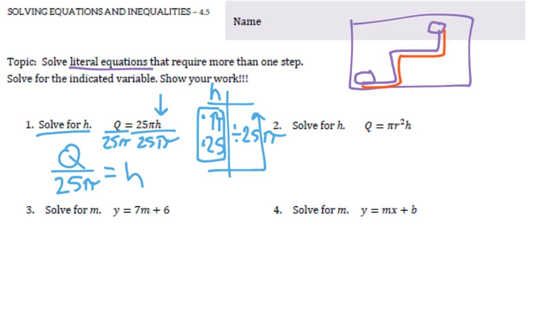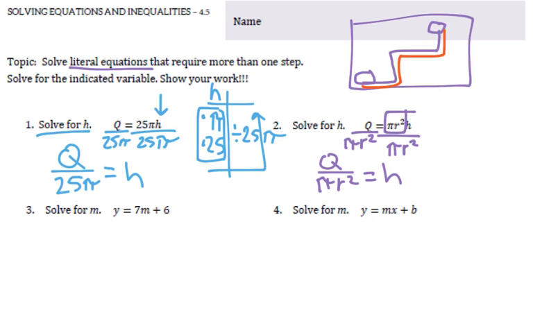Alright, so let's take a look now, solving for h on this other one. So now once again, we're timesing by that pi r squared. So if I just divide by pi r squared, we end up with q over pi times r squared, which is ugly, but it gets us h by itself.